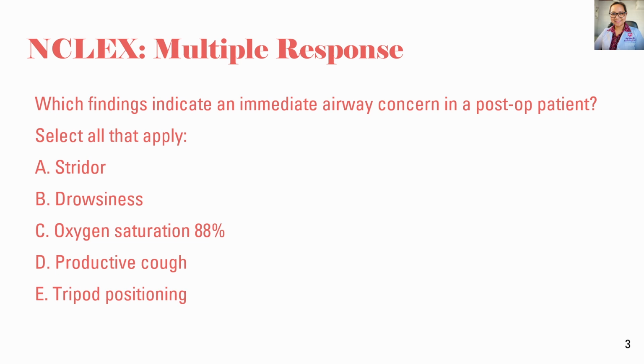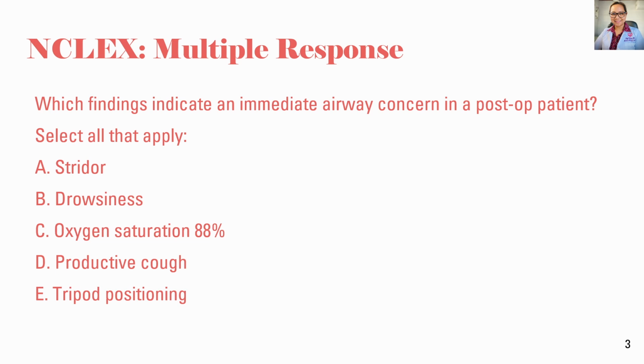Let's walk through a high-yield NCLEX-style question focused on airway assessment in a post-op patient. This is a multiple response type NCLEX question. Which findings indicate an immediate airway concern in a post-op patient? Select all that apply. Before we even go into the options, note the keywords in the stem of the question. You want to pay attention to where it says which findings, which means that it's more than one. And it says immediate, which is the topmost concern, the most urgent or emergent concern.